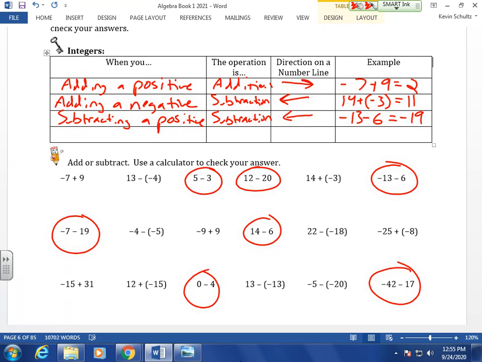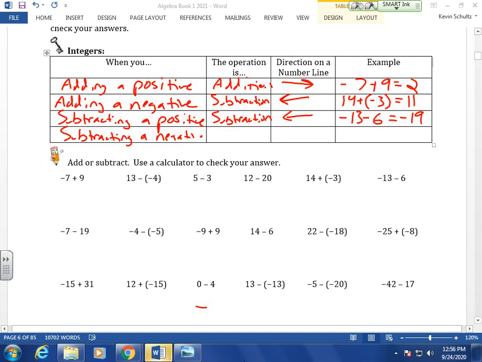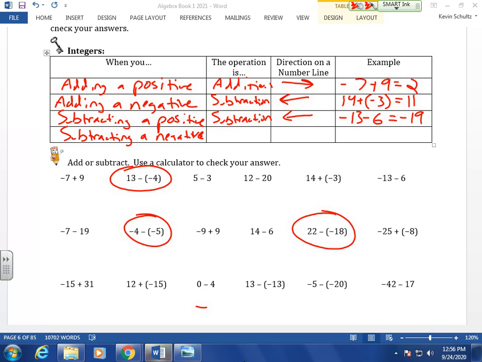The last type is subtracting a negative. Give me an example of subtracting a negative from the 18 that we have here. Matthew. 13 minus negative 4. That is subtracting a negative. Luke. Negative 4 minus negative 5. Noah. Negative 22 minus negative 28. Positive 22 minus negative 18, yes. Hamden. 13 minus negative 13. I see another one here. Negative 5 minus negative 20.